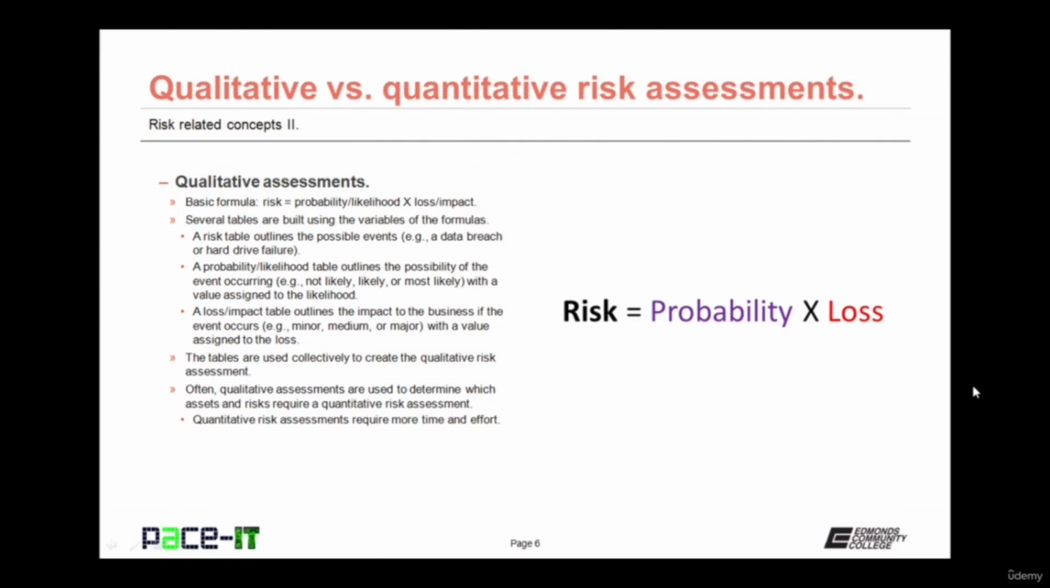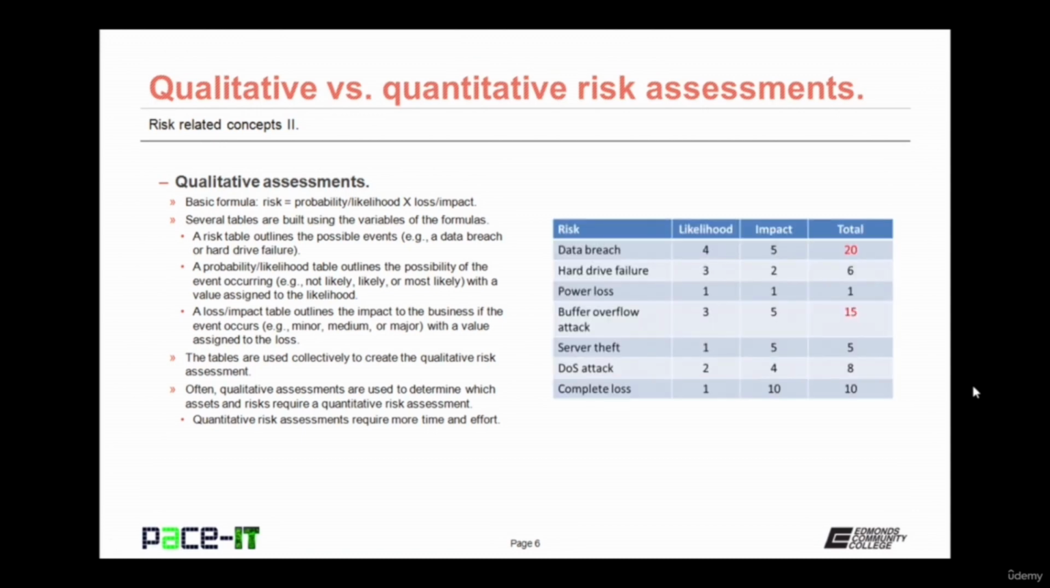And then there's a loss or impact table. This outlines the impact to the business if the event occurs. Is the impact minor, medium, or major, with a value assigned to the loss? These tables are used collectively to create a qualitative risk assessment.